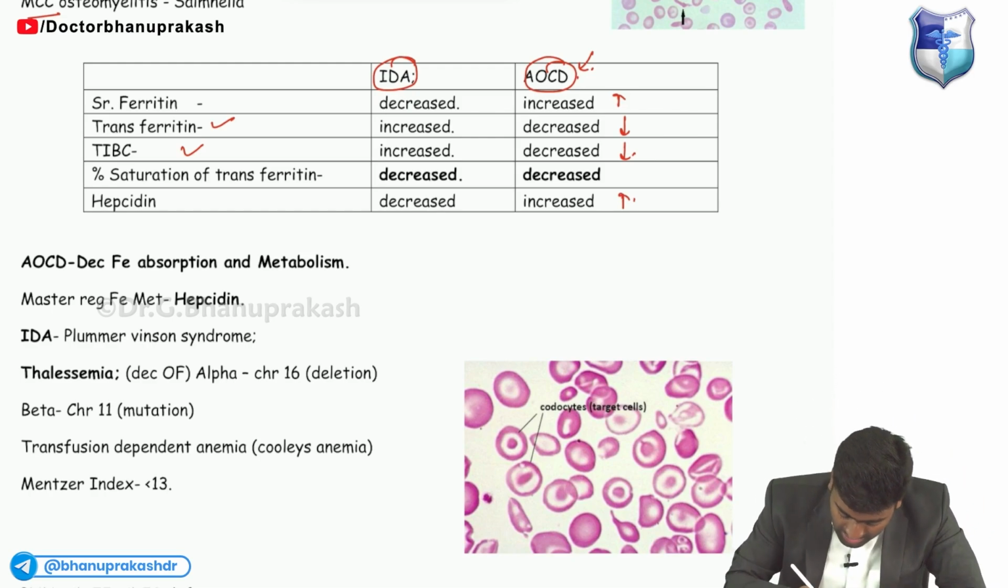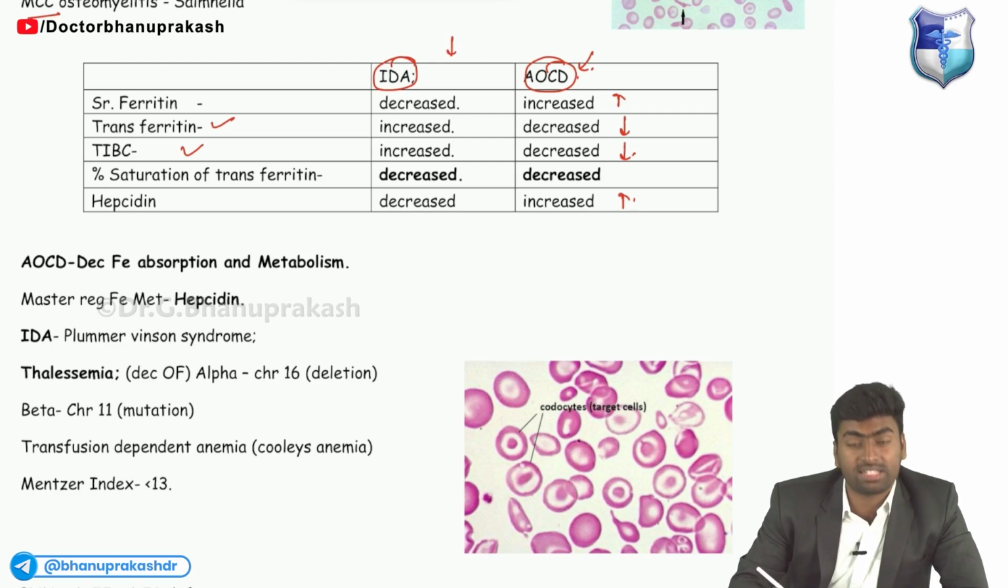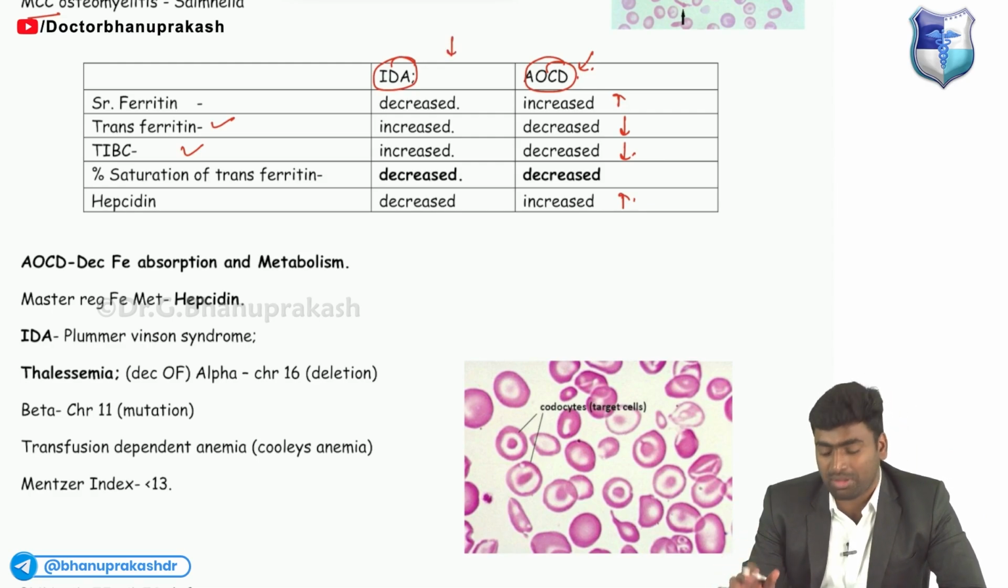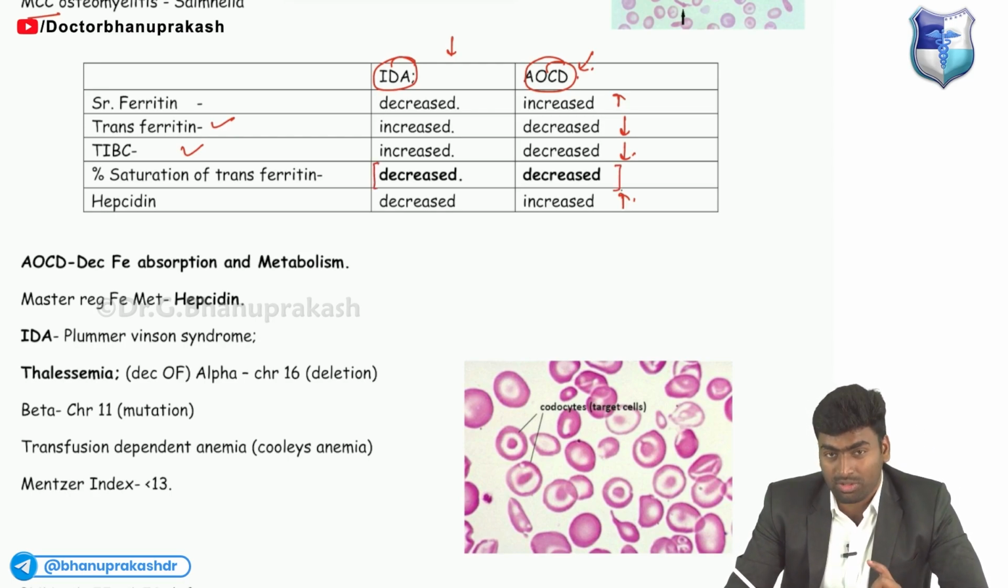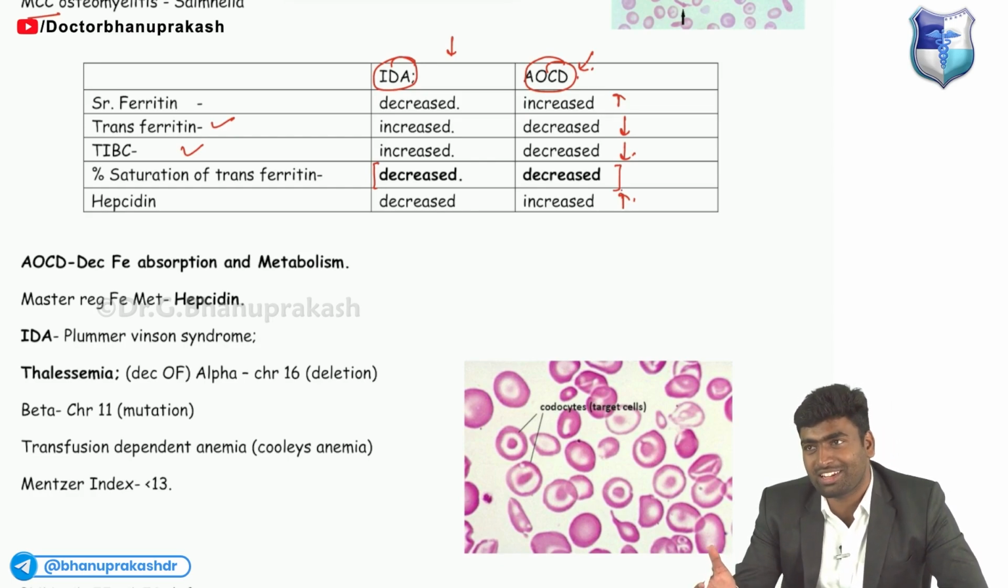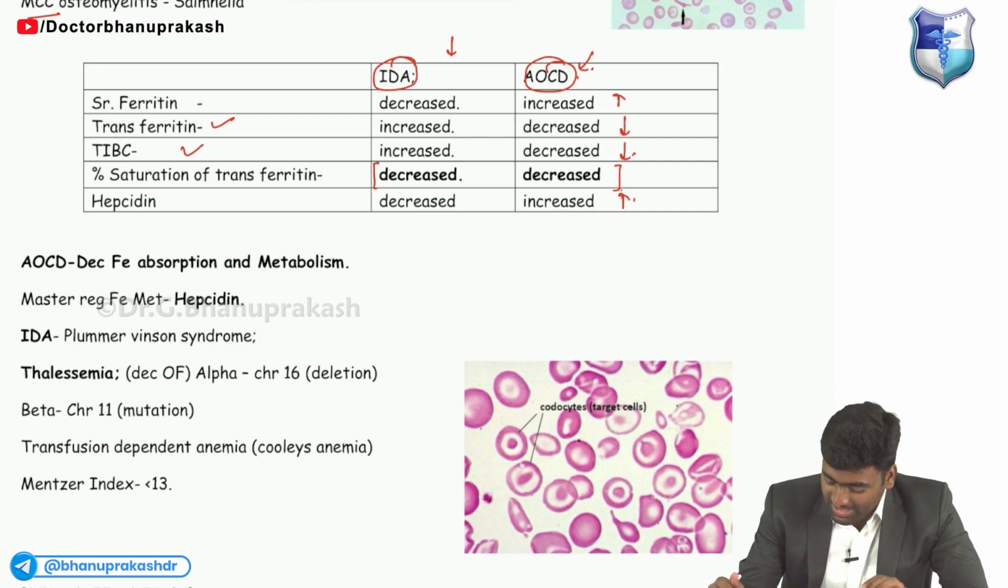But just remember one thing which is the same in iron deficiency anemia and anemia of chronic disease: in both, percentage saturation will be decreased. Because if you make this many mistakes, you will get a lower percentage, like instead of getting 95 you will get 92, right? So there will be a decrease in percentage.